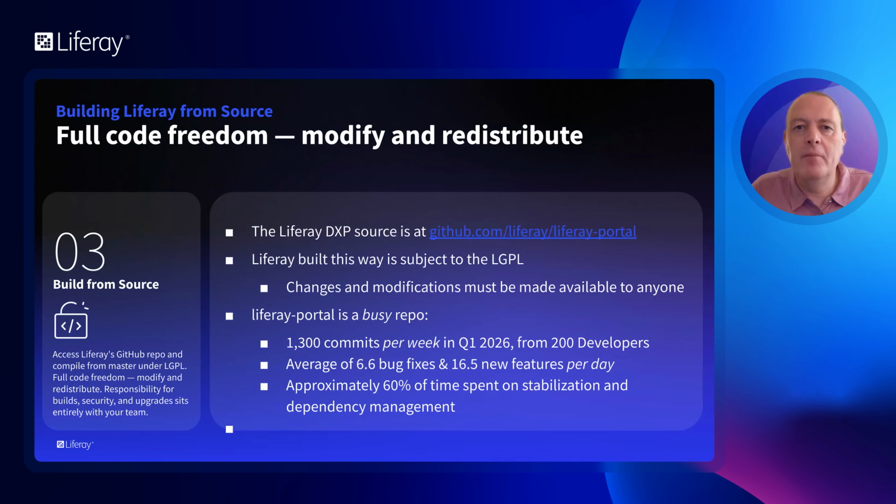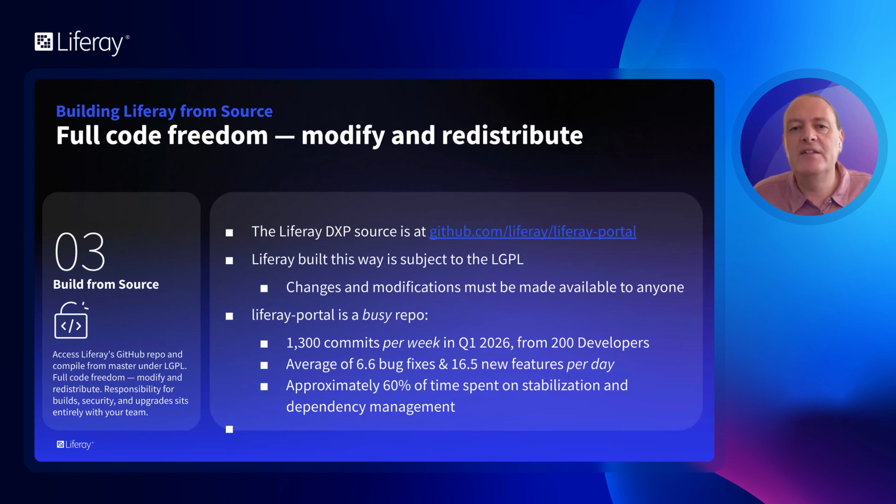Okay, if working from a compiled version under Liferay's EULA is simply not an option, the third path is to use the Liferay source code from the public GitHub repo, compile that yourself, and maintain your own build. Of course, this is technically possible and available to you like it always has been. The Liferay source code remains public and open under the LGPL. But this isn't necessarily straightforward.